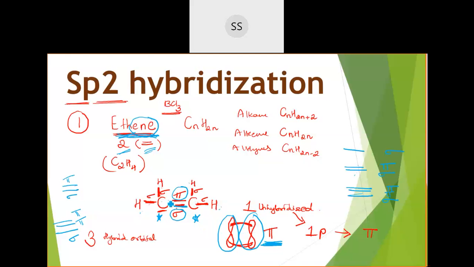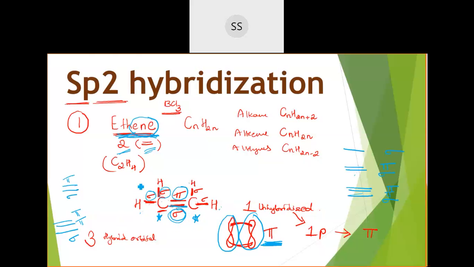You have to check how many pi bonds have to be formed. If there is more than one pi bond, then you will keep two p orbitals empty. Suppose two pi bonds have to be formed, you will keep two p orbitals unhybridized. You should not involve them for mixing. The remaining orbitals of the carbon you will use for mixing, because they have to form three sigma bonds. If they have to form three sigma bonds, you require three hybrid orbitals. Okay, these are the primary things I told you.